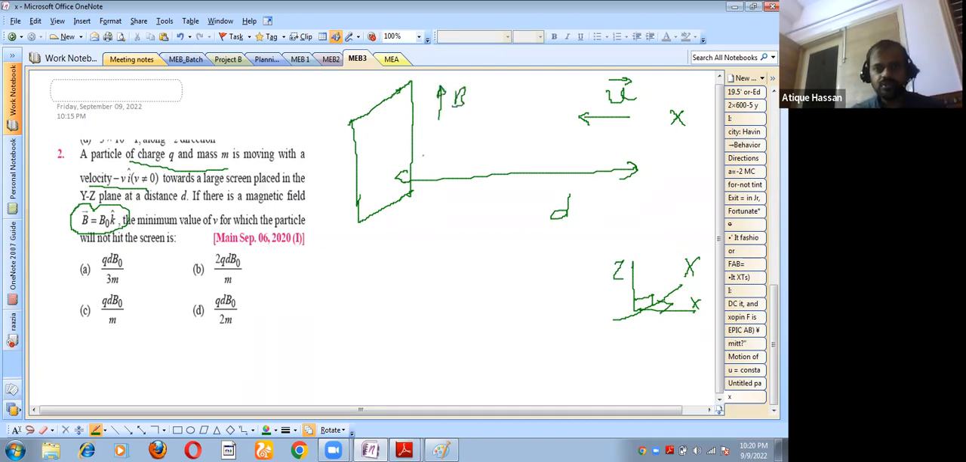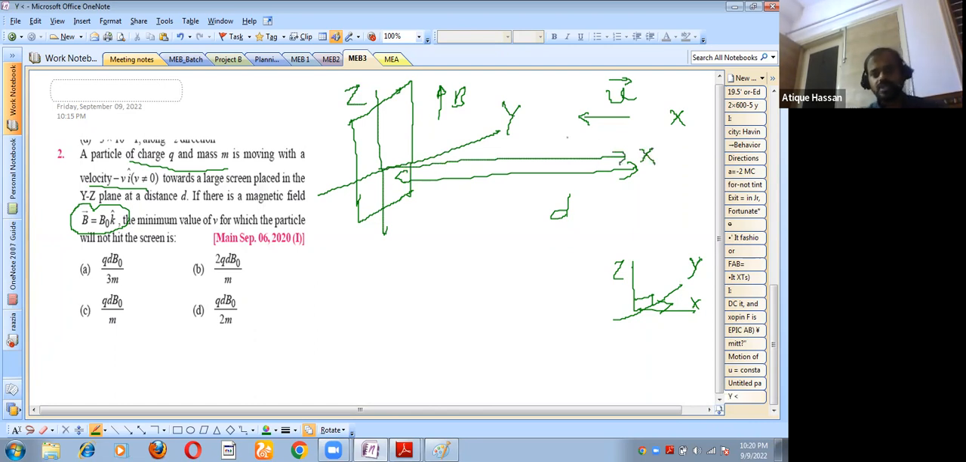We are taking Z upward and this one I am taking Y, not X. This one is Y. So obviously here Y is along this and Z is along this. The magnetic field is along Z, and here we have the X axis where the charged particle is moving. Okay, so this is the setup. All right, now the minimum value of V for which the particle will not hit the screen.